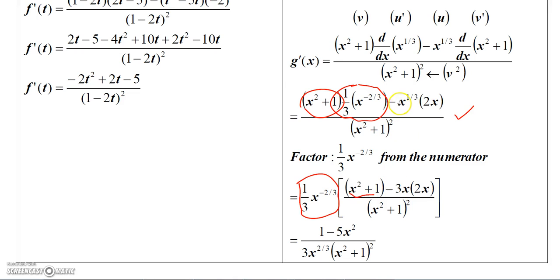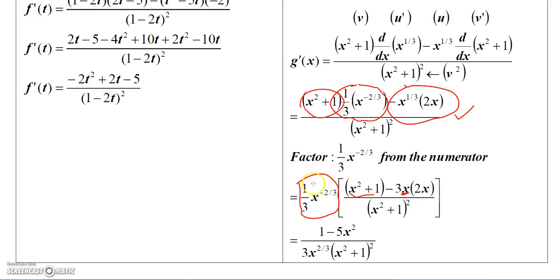The tricky part is when you factor it out of here. Because when you factor out of here, what you're doing is dividing this by this expression. So to get the result in here, you divide x to the 1/3 by x to the negative 2/3. Well, that's the same as multiplying x to the 1/3 times x to the 2/3, and x to the 1/3 times x to the 2/3 is x to the 3/3, which is x. So I have x right there, and that's where the x came from.